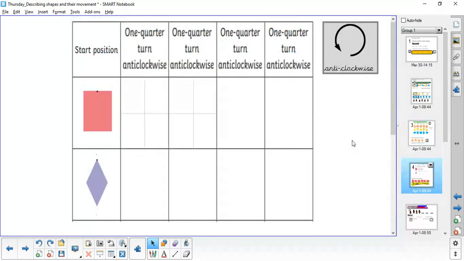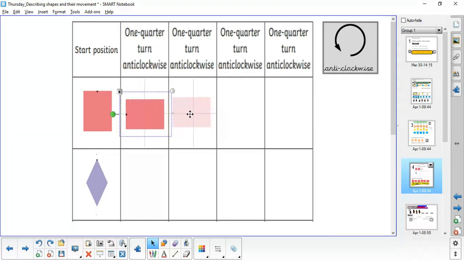Let's have a look at this one. So again, we now need to be describing the pattern. And here we have some instructions. So this is our starting position, and it says 1/4 turn anti-clockwise. Okay, so I'm going to move my shape over here. And my first rule is to turn 1/4 turn anti-clockwise. Remember, it's the opposite direction around a clock.